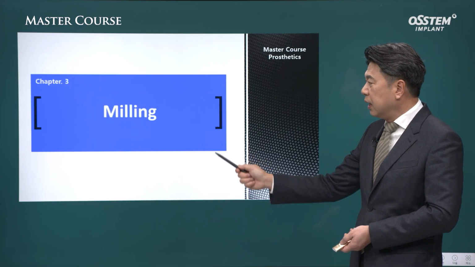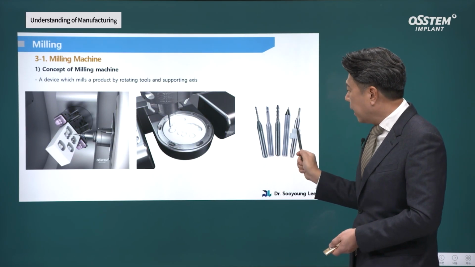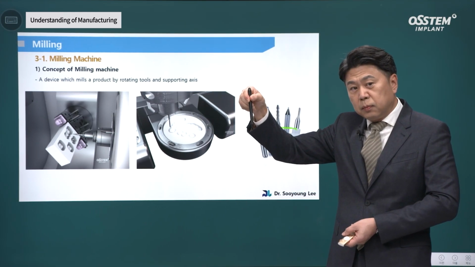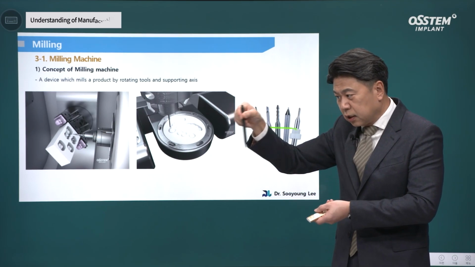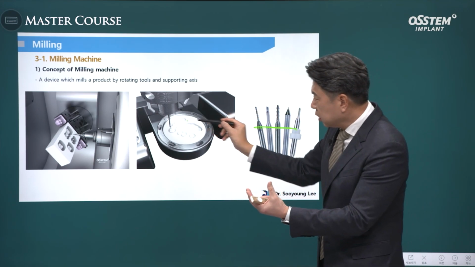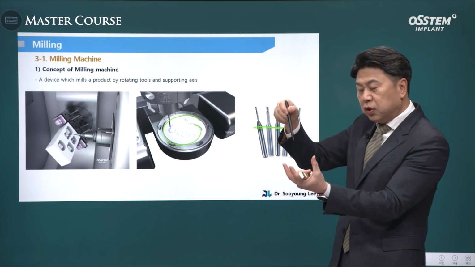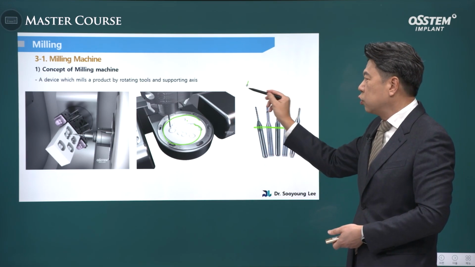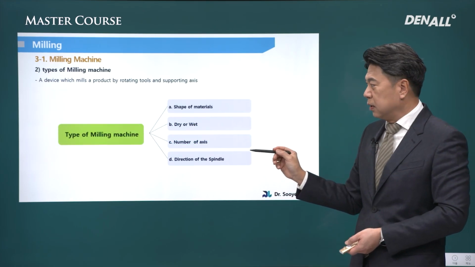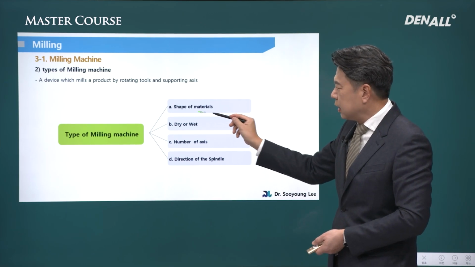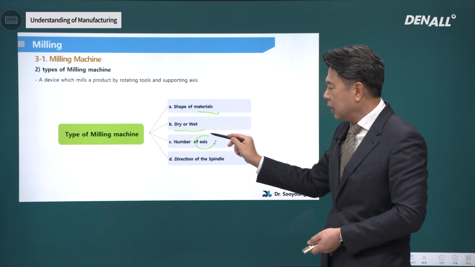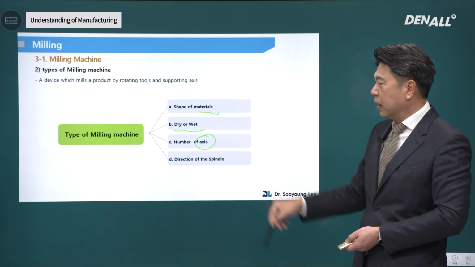Milling. Milling is carving out using burrs. In milling, the burrs need to move, usually in 3 axes, and there is a disc material holder, and the holder can move in 4 axes or 5 axes. So this is how they are milled. That's the types of milling. Types of milling machines: the shape of materials, dry or wet, 4 or 5 axes. It is a little bit complicated, and I will talk about it in a lecture.